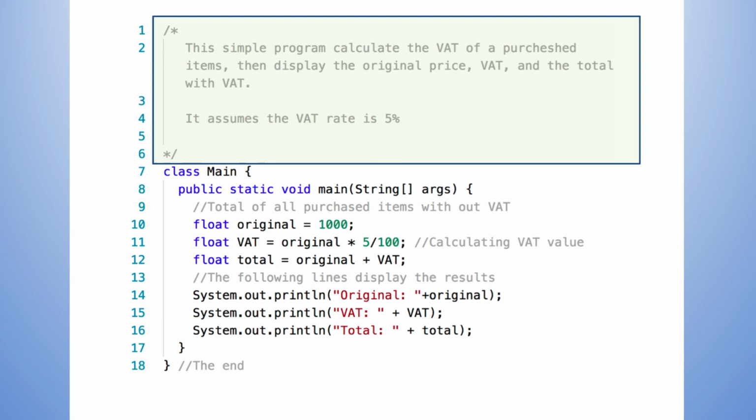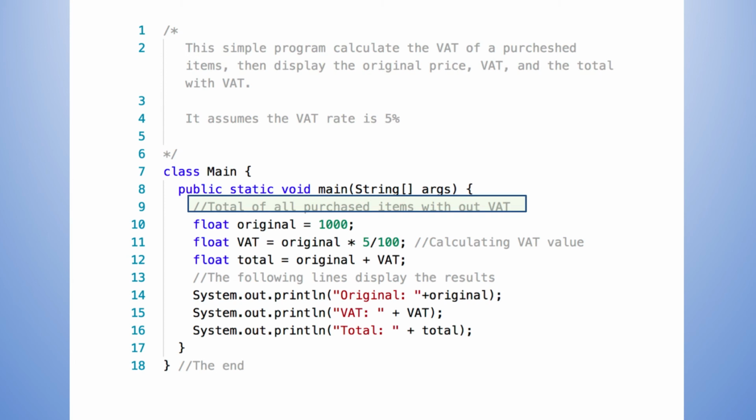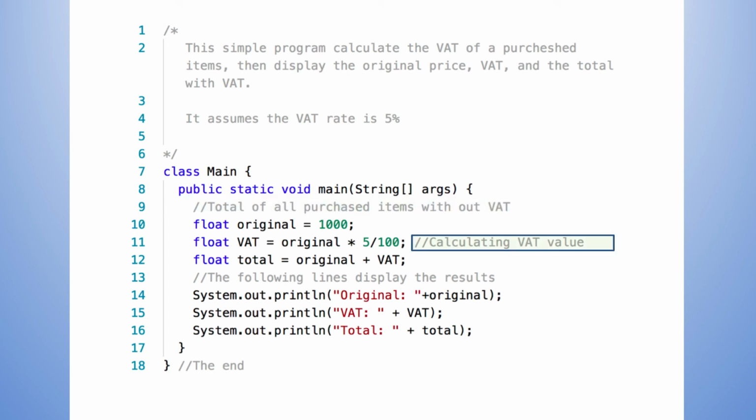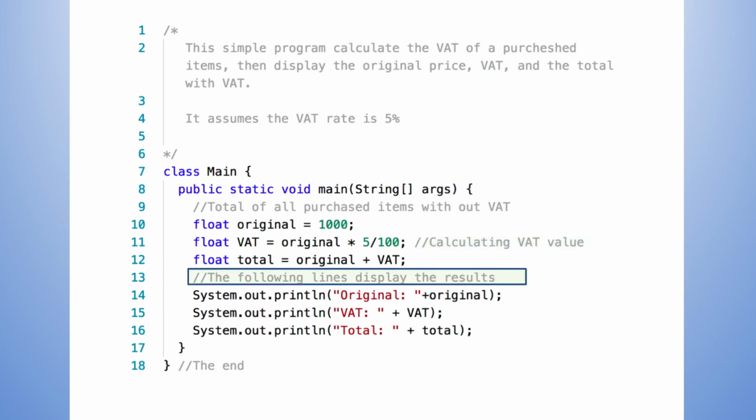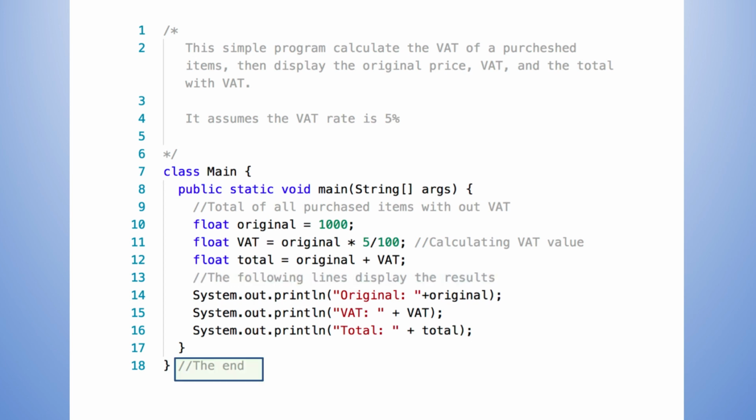Now that's one. Inside your code you can use single line comments like this one added here, slash slash total of all purchased items without VAT. That explains this line. You can add a single line on the same line of the code. So you have float VAT, and at the end you can say slash slash calculating VAT value, and that will do. You can also add it before, and you can even add it at the end of your code. These comments can be added anywhere.